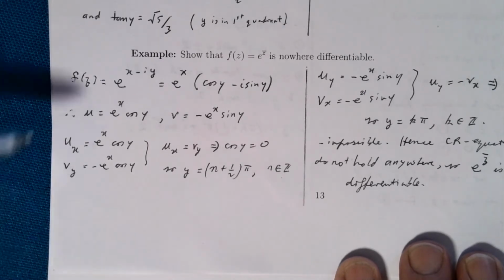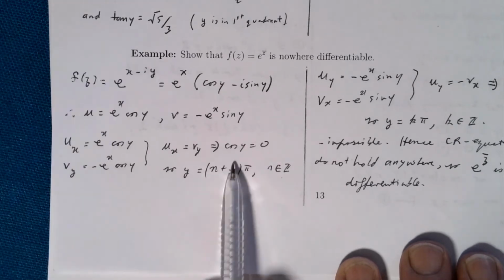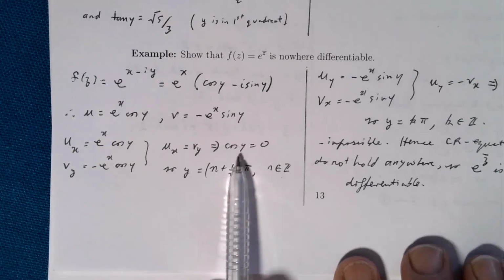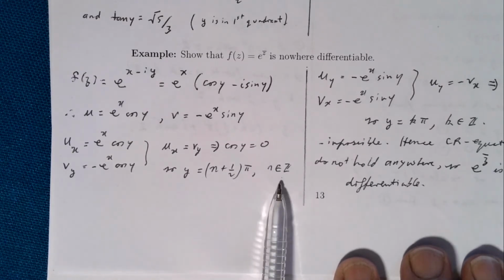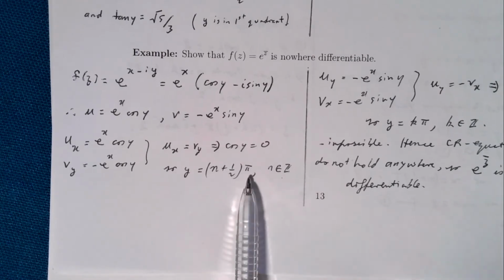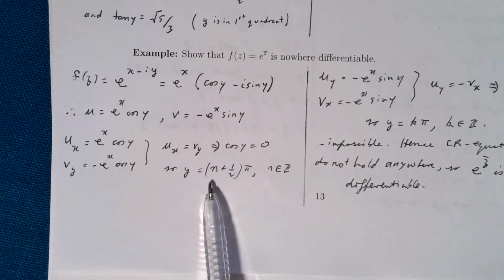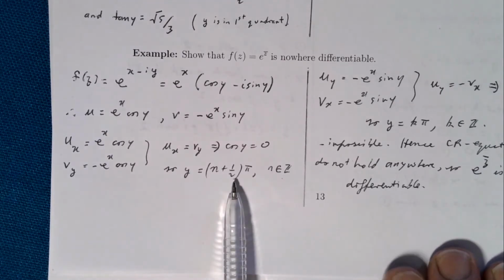And the only way these can be equal to each other is if cos y is 0. And that happens when y is n plus a half pi, where n is an integer. So y is pi on 2 plus n pi. That's a nice way of writing the general solution of cos y is 0. You say y is n plus a half pi, where n is an integer.